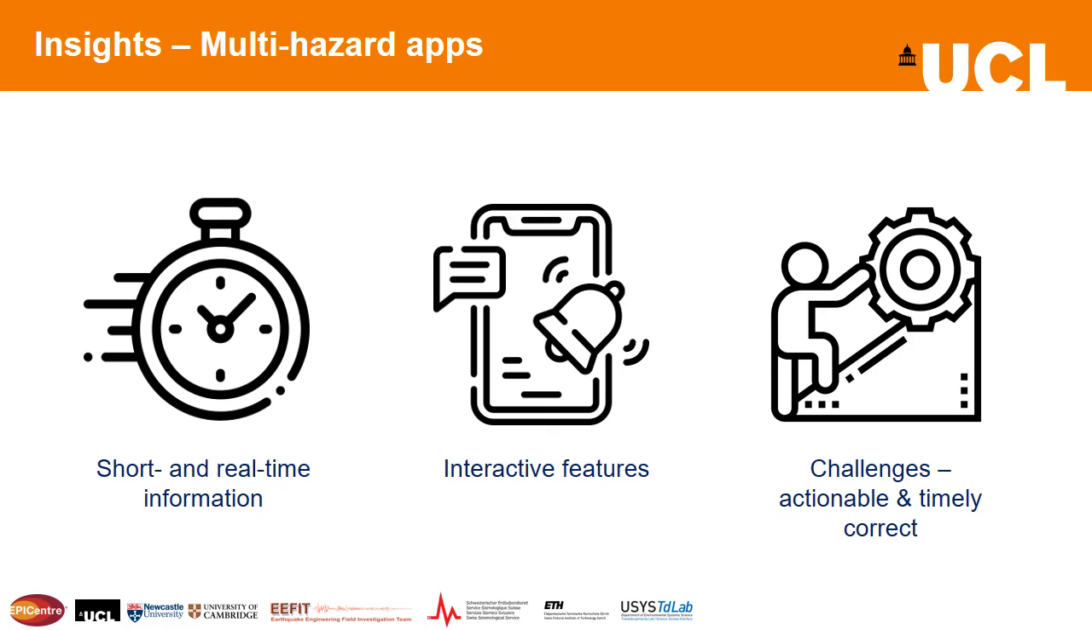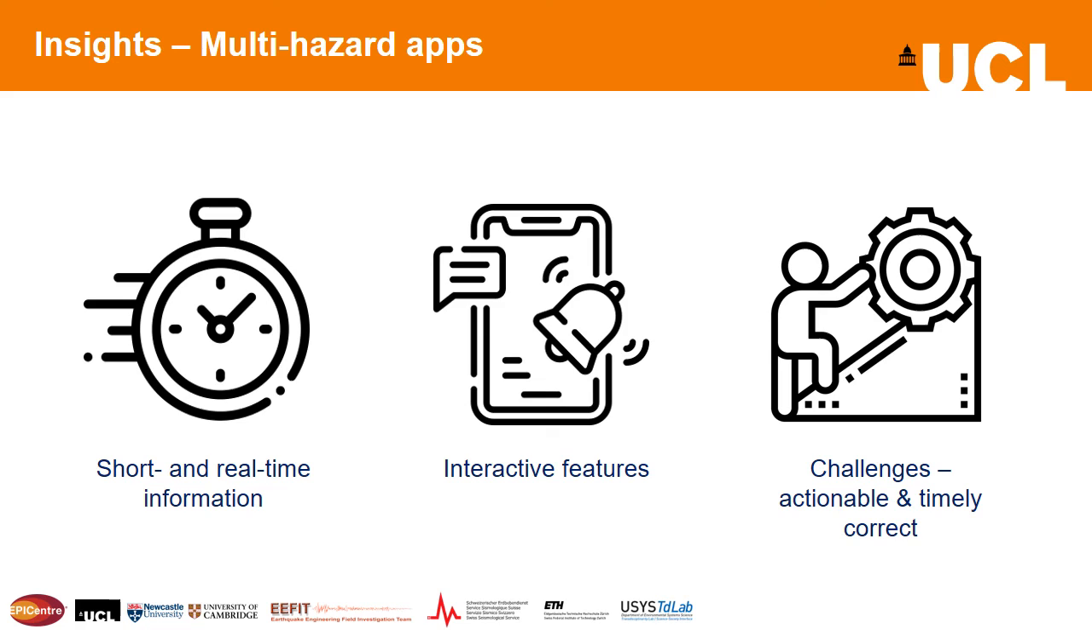And regarding multi-hazard apps in general, only short and real-time information should be on the app, so no preparedness information or long-term information about long-term hazards. All this information can be accessible on the official websites, but the information about the current hazard should be there with the actions to take at the moment.